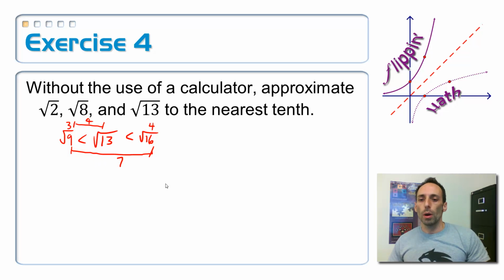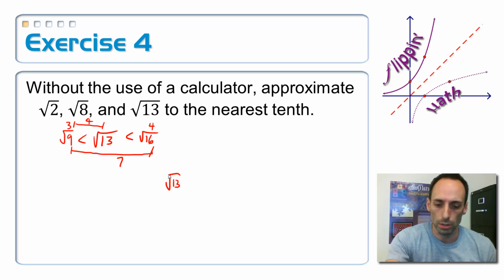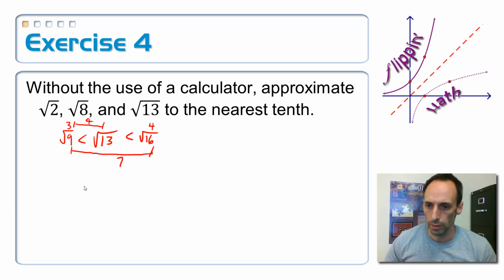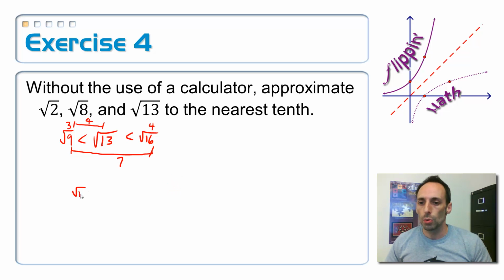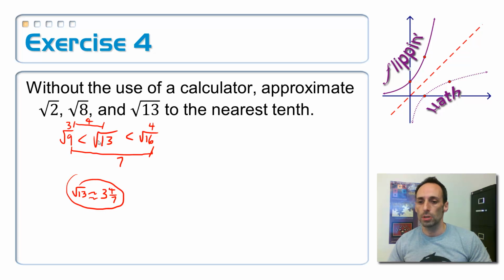So I'm going to approximate the square root of 13 as, wait, maybe I should write this a little tidier. So keep it right over here. The square root of 13 is approximately 3, because the square root of 9, and 4/7. Now, I don't know my sevenths. I don't know a trick for sevenths. So if you wanted to leave it as 3 and 4/7, you're perfectly okay with that. So I'm going to say that's the approximation.